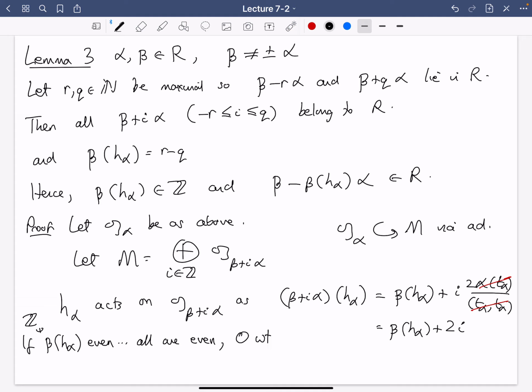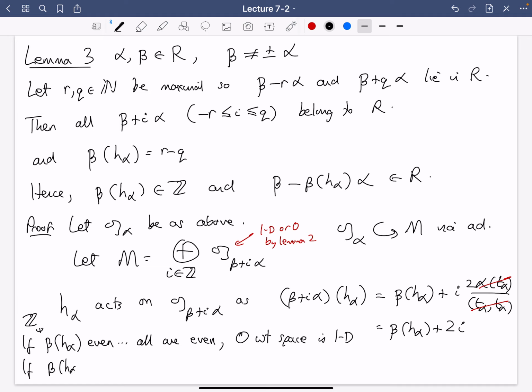And the zero weight space is one-dimensional. We're in this situation, beta's not plus or minus alpha, so none of these guys are 0. So all of these root spaces are one-dimensional by lemma 2. Maybe I should add that in there. So this is one-dimensional, or 0, by lemma 2. If beta of H alpha is even, then we've got some even eigenvalue of H alpha. So we're getting SL2 strings with just even eigenvalues, and any such has a 0 weight space in it. So we're getting a 0 weight space for sure, but the 0 weight space is one of these guys, so it has to be just one-dimensional.